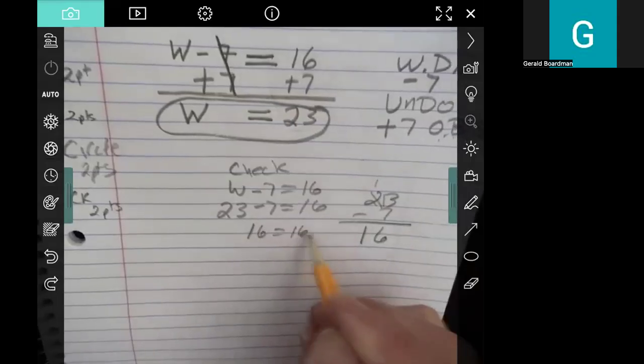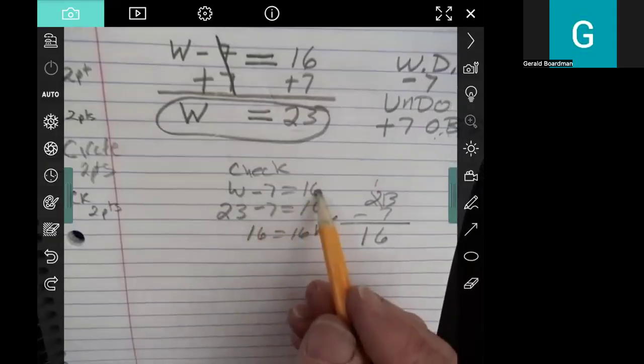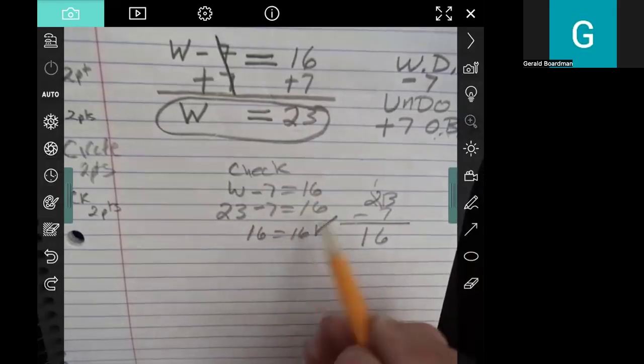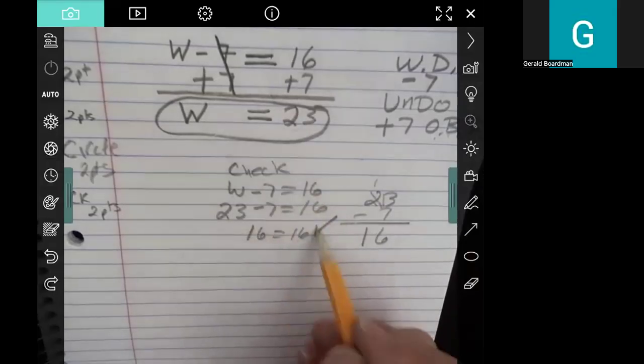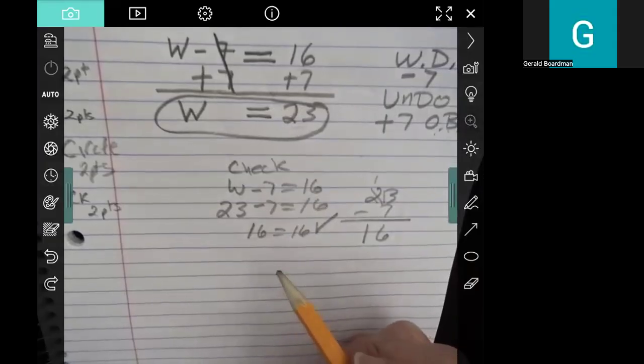16 equals 16. So many people will just go w minus 7 equals 16, and just go 16 equals 16. No, you have to actually think it out, figure it out to see if it's true. So again, that's how much the points are worth.